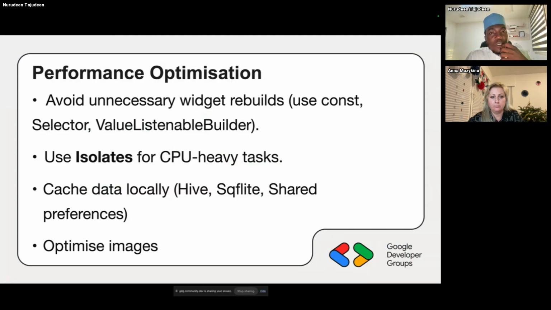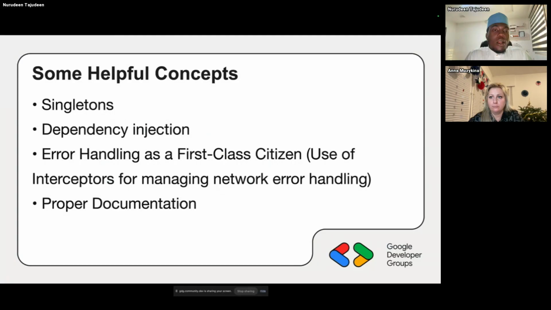And then optimize images. Right. Using packages like Cached Network Image can ensure that we are not always downloading images every time the application changes or moves from one place to another and stuff like that. If an image is downloaded once, we can simply cache it and reuse it when we need the image again subsequently. These are some helpful concepts that will help us as the application grows.